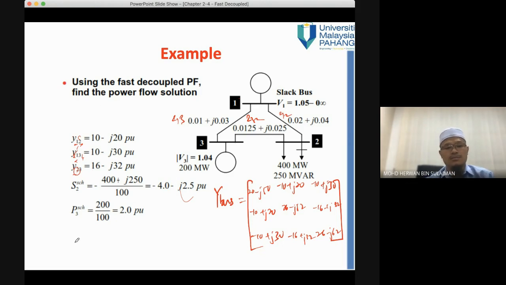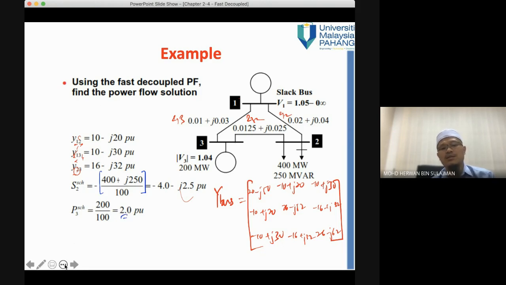Next step, apa yang perlu buat ialah kita cari dalam per unit your load. Ingat load because this is a PQ bus, should be negative lah. Negative 400 plus J20 divided by 100, 100 per unit. So dapat negatif 4 tolak J2.5. And then this one PV bus because this is a generator, so it's positive. 200 bagi 100 dapat 2 per unit.